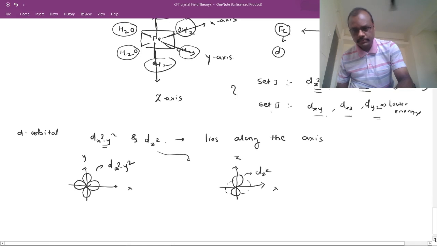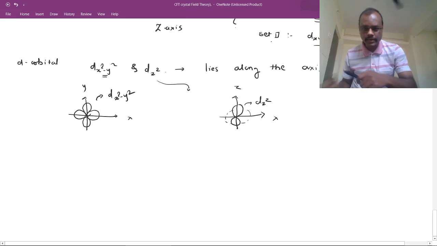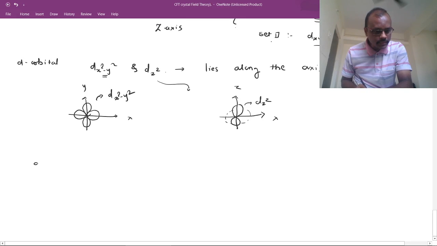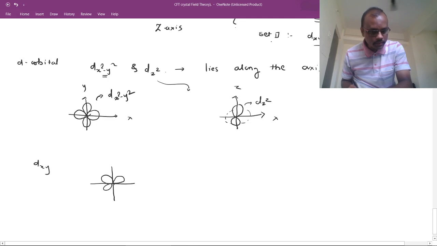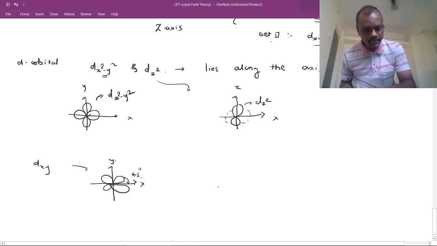If we have to show the diagram of the dxy orbital, how am I going to show it? This is the x-axis, this is the y-axis, so the angle is 45 degrees. This is my dxy. Here, the orbitals are not along the axis, they are in between the axis, making an angle of 45 degrees.